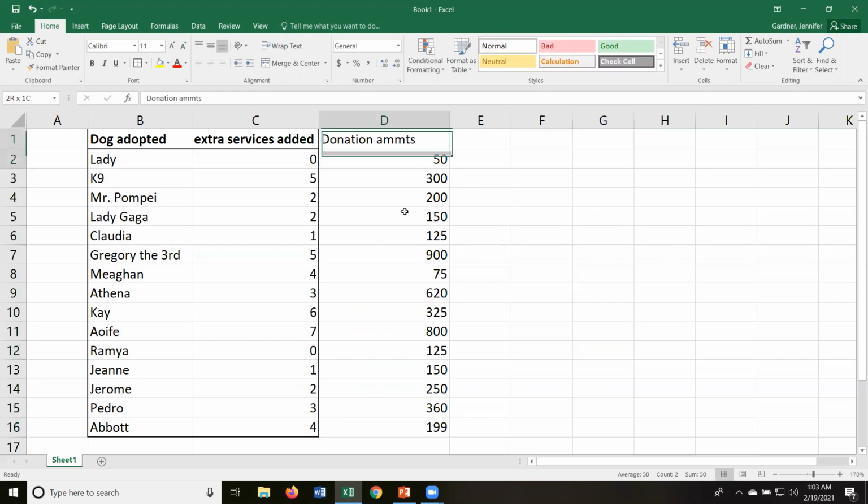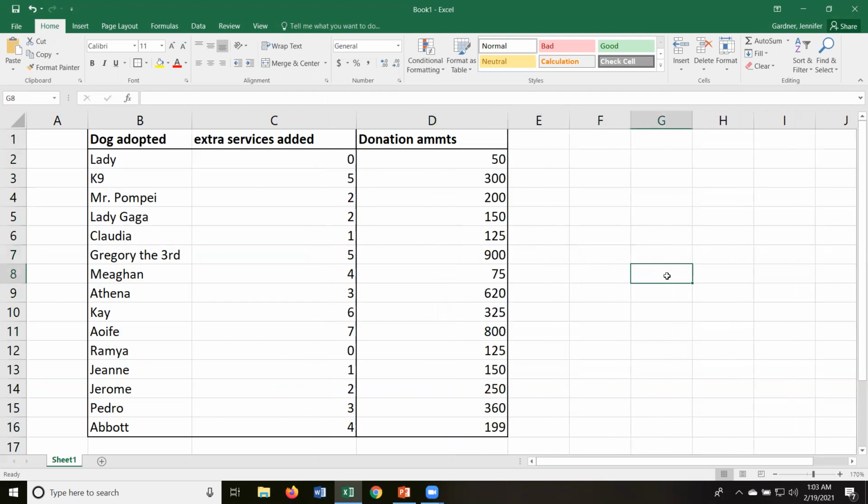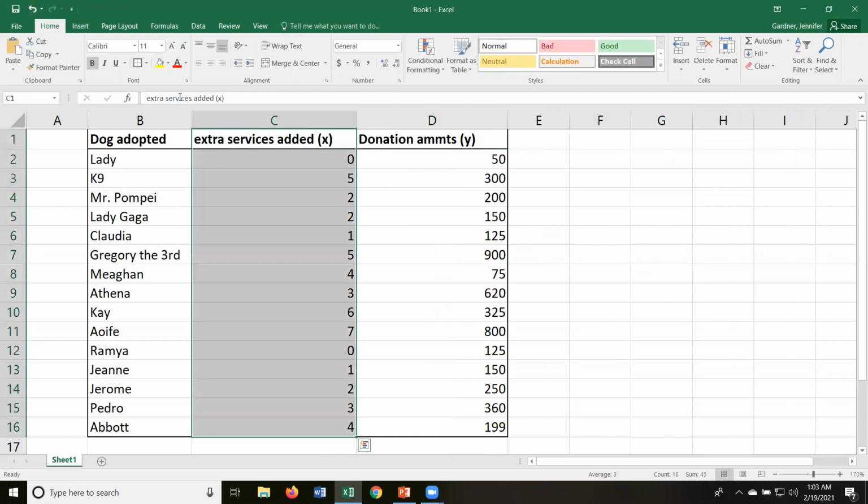Okay, so we had these donation amounts. We have to decide which one is our X and which one is our Y. X is going to be the one that is used to predict, and Y is the one we're trying to predict. So we're trying to predict how much someone donates based on the extra services that we provided them in this dog adoption program. So extra services is the explanation, so it's X, and then donation amounts is the prediction, and that's Y. That's what we need to predict.